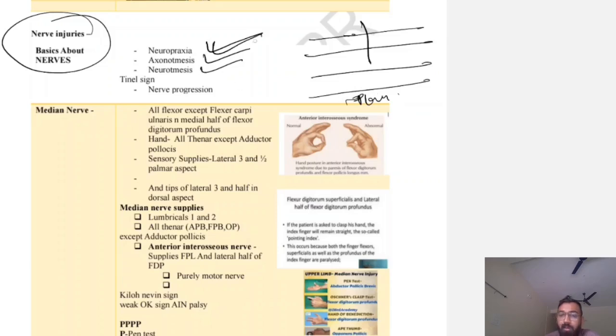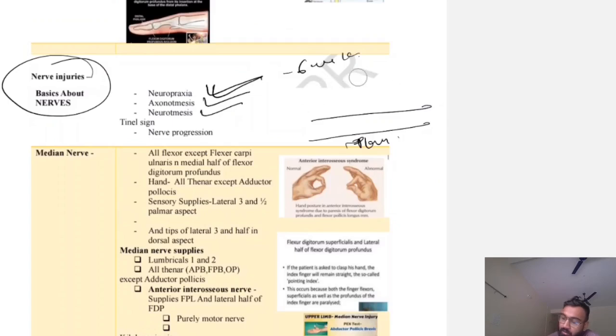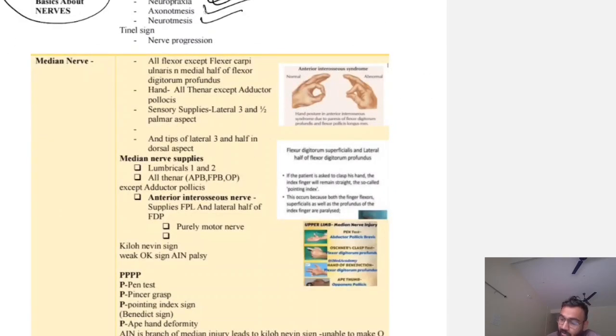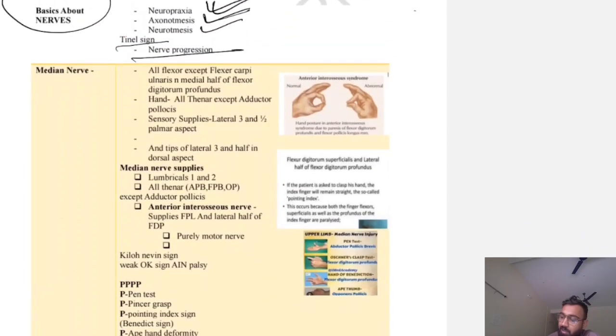Okay, neuropraxia heals in 6 weeks. It is like a mild blow only. A jolt is neuropraxia. Axonotmesis is more severe than neuropraxia, and neurotmesis is the severest form of nerve injury. Okay, now the Tinel sign. Tinel sign we use to detect the progression of nerve regeneration.